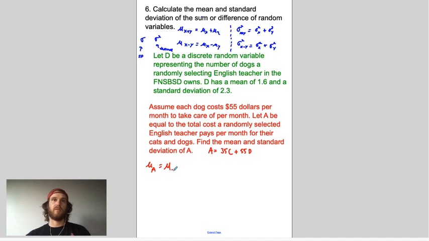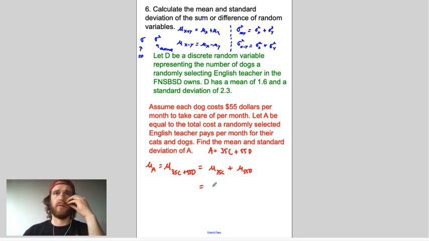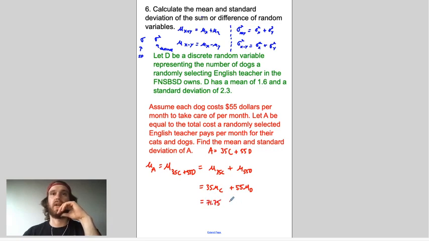So we do mu of A is equal to the mu of 35C plus 55D, which is equal to the mean of 35C plus the mean of 55D. When we're adding, the mean of a sum is equal to the sum of their means, we said before. So that's going to be 35 times the mean of C plus 55 times the mean of D. And we know the mean of C is 2.05, so that's actually 71.75, we did that last time.